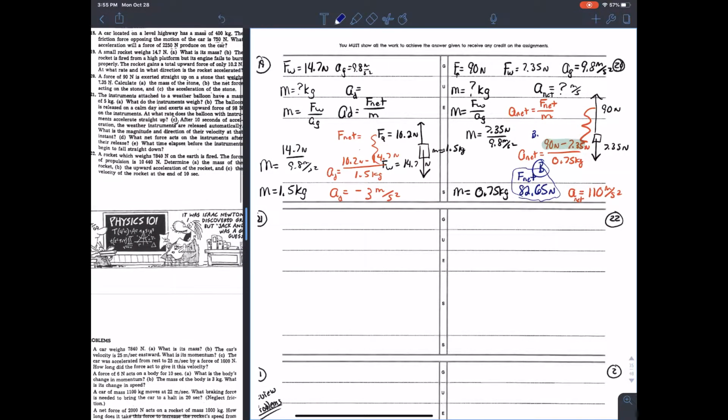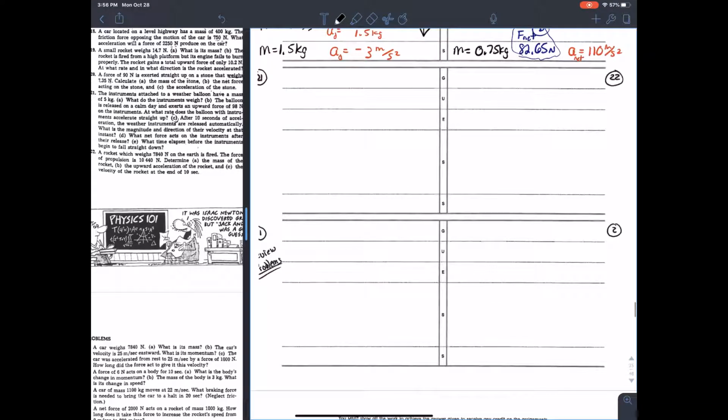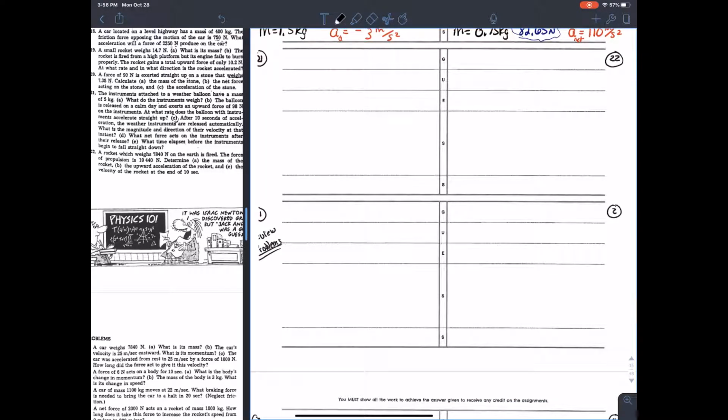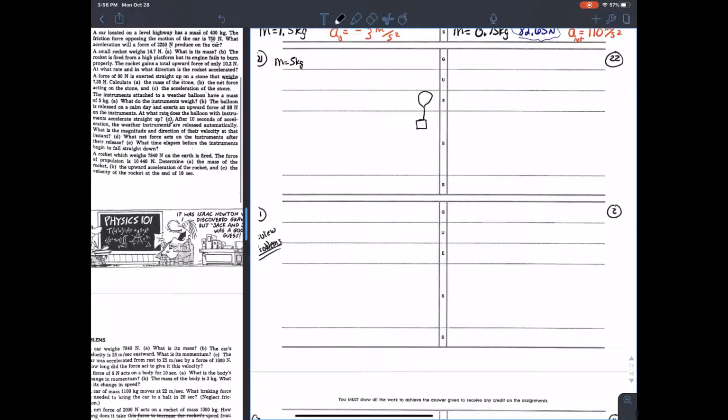Okay. We get to number 21, and I have a big fear that I did not leave enough space for this. So 21, you have a weather balloon attached to a mass. So you have a weather balloon here, and you got a mass that's attached to it. The mass of this thing is 5 kilograms. It says, what does the instruments weigh? Well, you got gravity, and we're trying to figure out the weight of this thing.